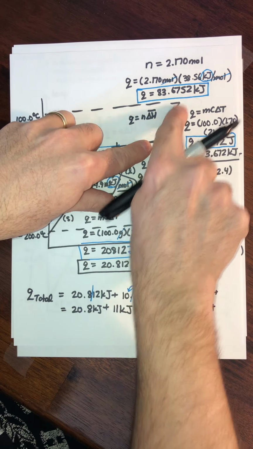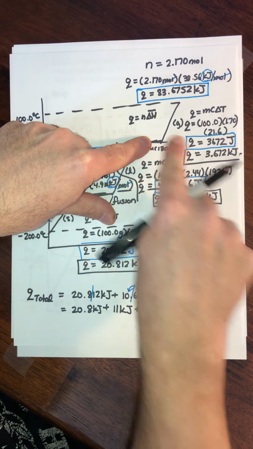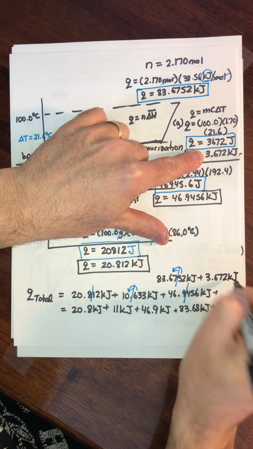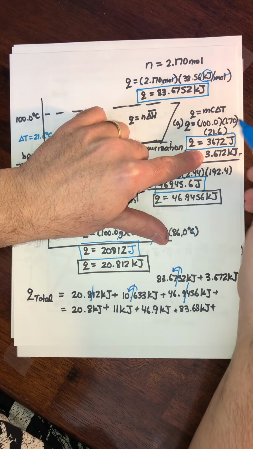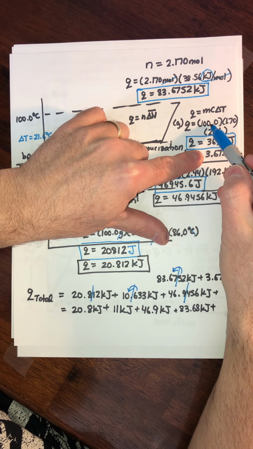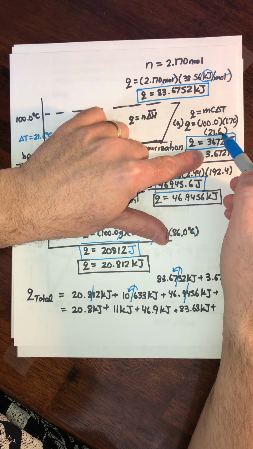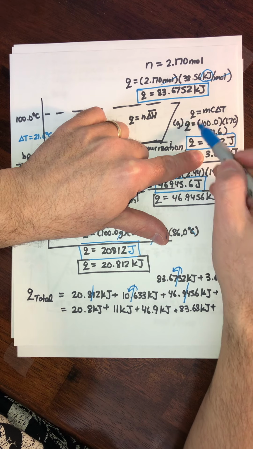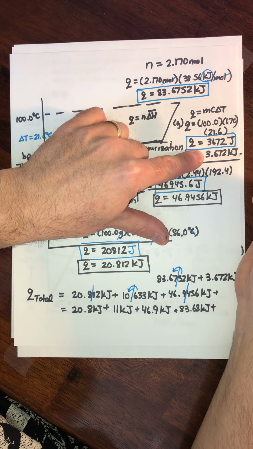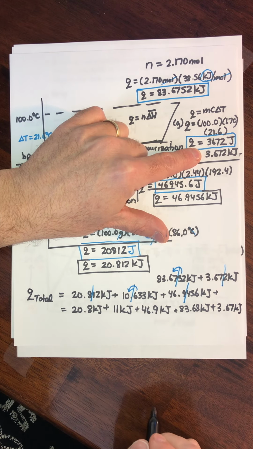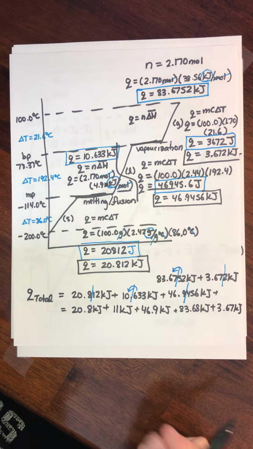And my last piece of the graph, the warming up of the vapor. When I calculated this, I got 3.672 kilojoules. If I look at my numbers, 100.0 has 4 sig figs, 1.70 has 3, and 21.6 has 3. So the least number between 4, 3, and 3 is 3. Keep the 3, keep the 6, keep the 7, get rid of the rest. So this would be 3.67 kilojoules. Okay, that's the 5 heats that go with this.